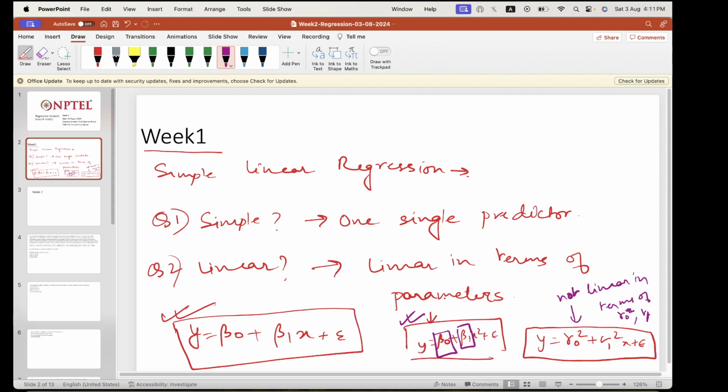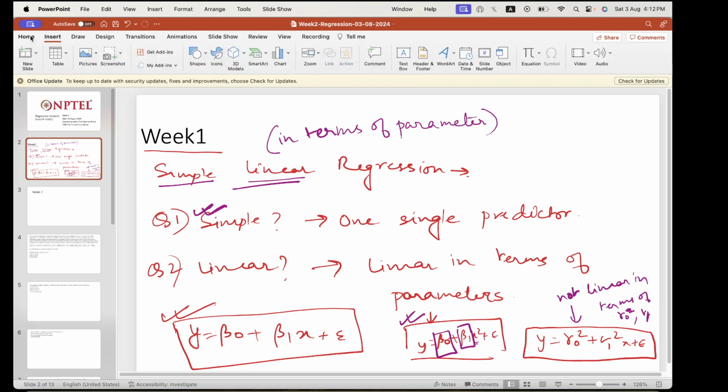If you get something like x square, you can always model it as some other variable z and apply the same concepts and formulas, and go ahead with a linear regression. But in the third model you cannot do so, because the estimation techniques and formulas are going to change. This is a linear regression but quadratic in terms of the predictor. So, why is it simple? Because one predictor. And linear, just keep in mind, is always in terms of parameters. So we learned about simple linear regression, and we learned about visualization.